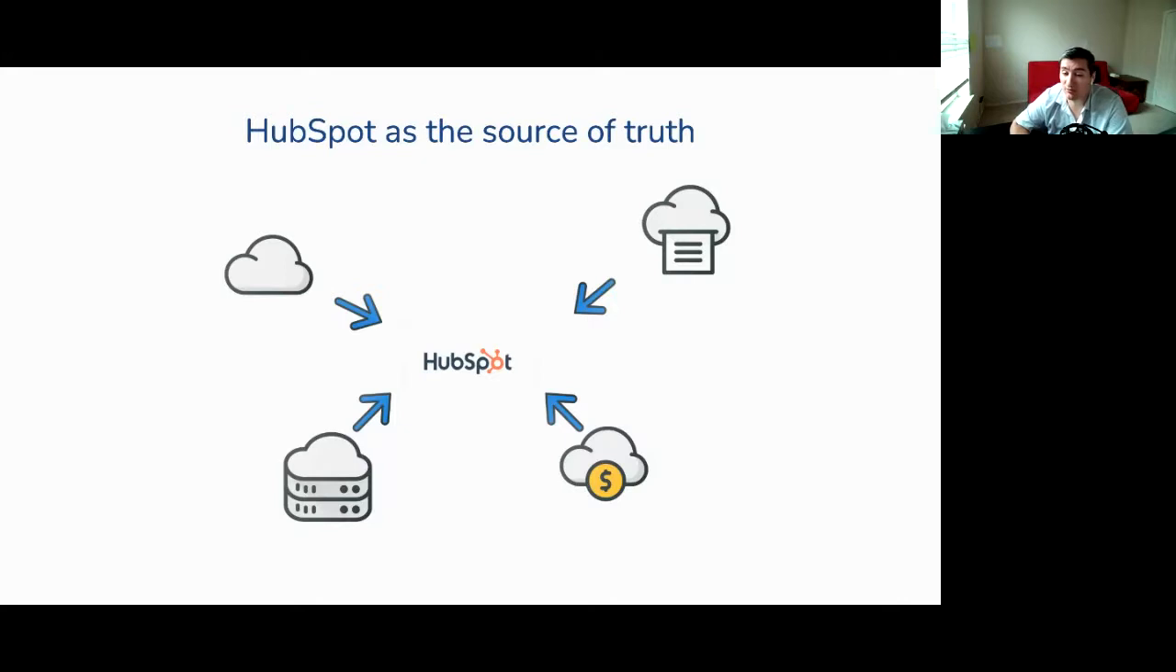And HubSpot can be a great choice for that because there's a flexible data model, there are many different property types, a lot of annotations, as you might know, and most likely the majority of your business activities are already happening in HubSpot anyways. So it makes total sense to have HubSpot as the central place for the business and then connect everything else.